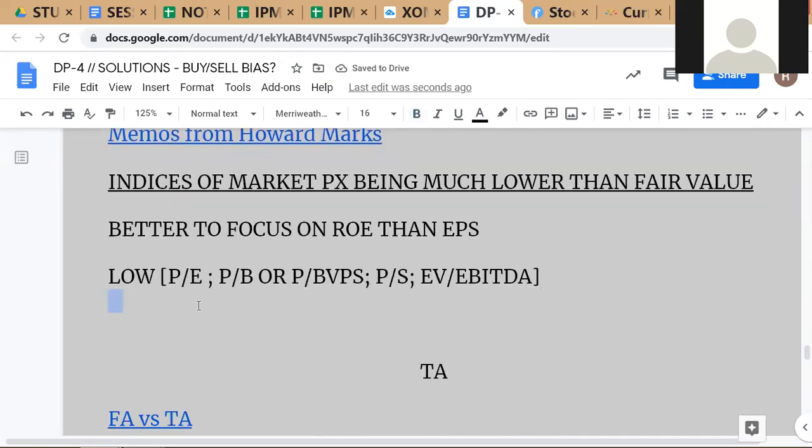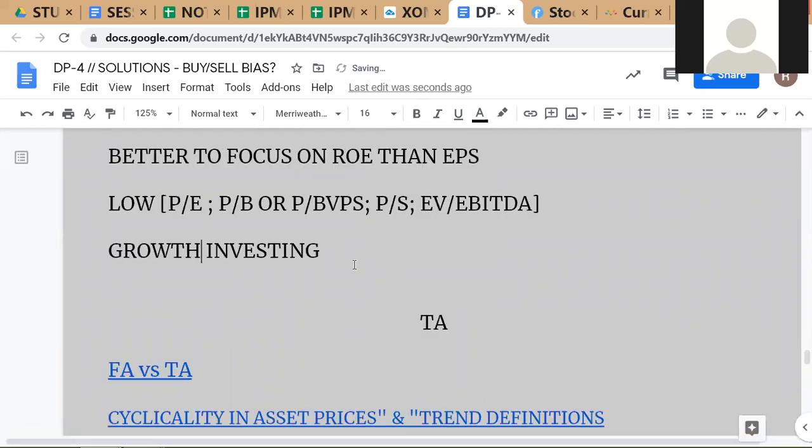If we talk about growth investing, what we are really interested in is typically high growth of sales. Sometimes we also look at users in the case of some of these, because a lot of the growth companies are actually tech companies.